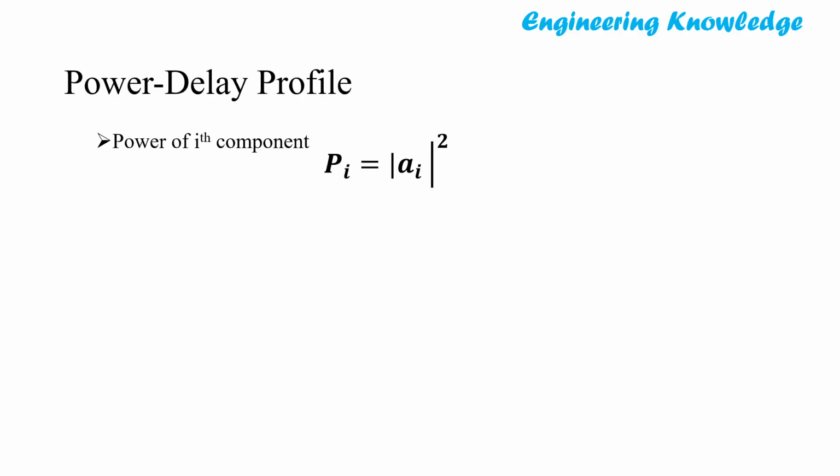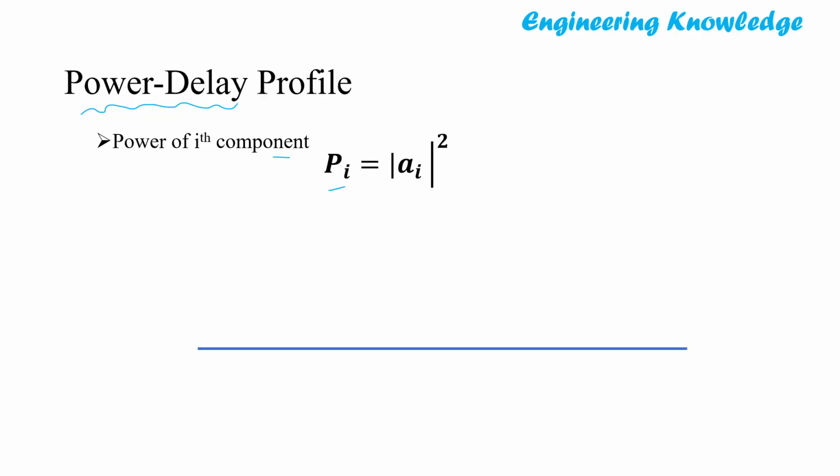In a multipath propagation, if we want to establish the delay that is there in the various components, first we define what is called the power delay profile. So we take the ith component that reaches, and we define the power of the ith component as mod a_i square, where a_i is the amplitude. So basically voltage square becomes the power.